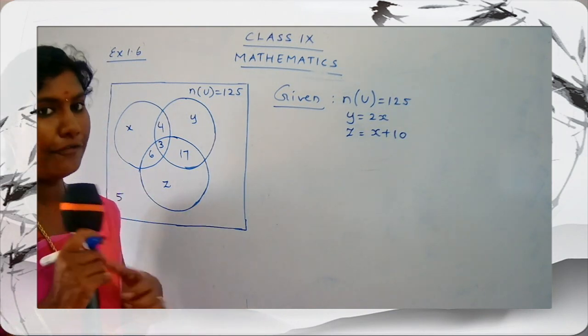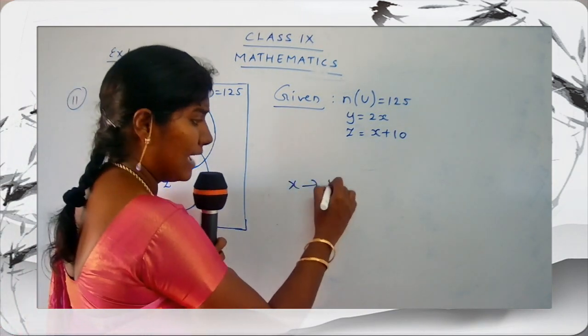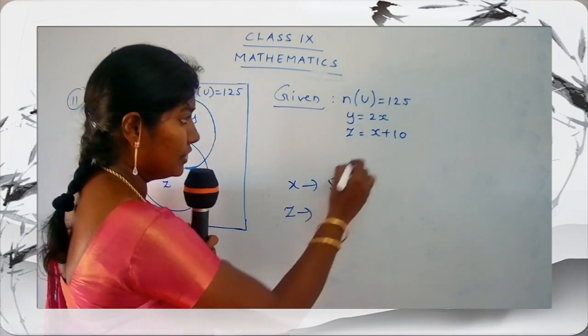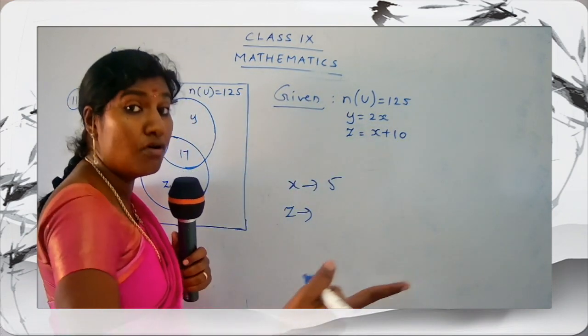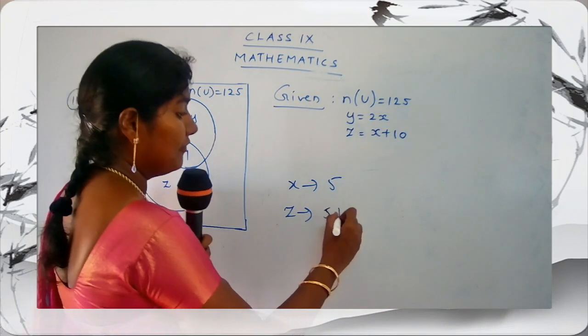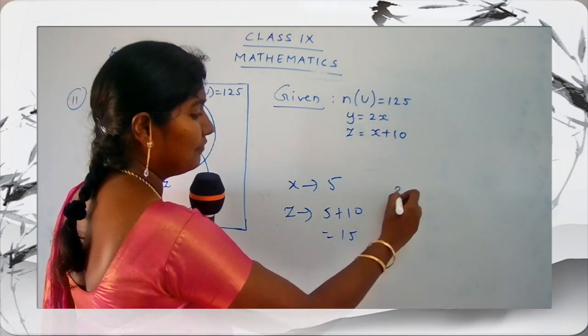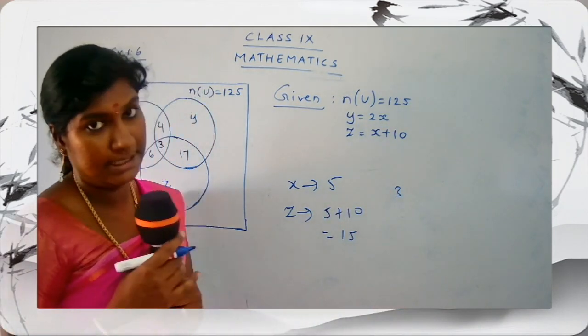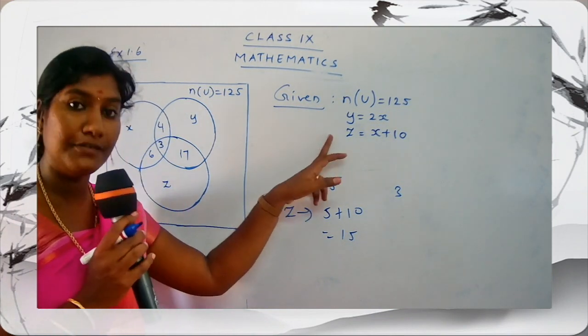So I have taken the value for x as 5. If x is 5, the z value is going to be 10 more. That is 5 plus 10, I get 15. If you have 3, it means 3 plus 10, 13, and so on. I hope you people are clear with the conditions.